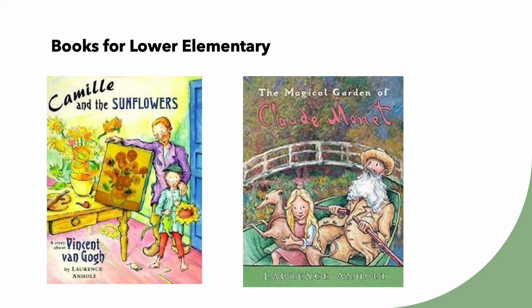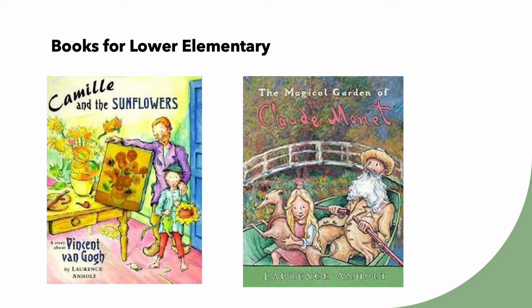Other resources that I also included were books for lower elementary students. Because the lesson was geared for upper level elementary, I thought I could also include some resources that could function better for lower elementary. The first book is Camille and the Sunflowers, a children's book about Van Gogh and Camille and the paintings that he created, a cute little story that focuses on Van Gogh's sunflower paintings and Camille being inspired by Van Gogh.